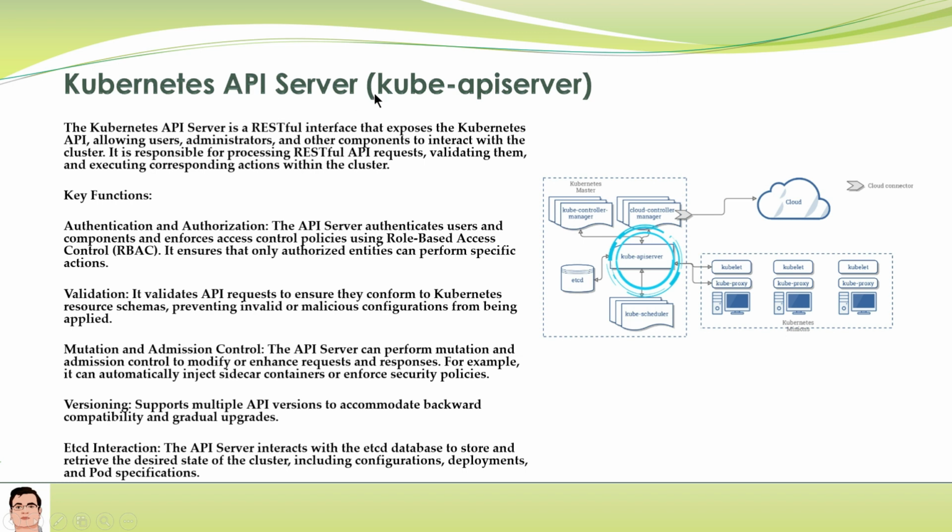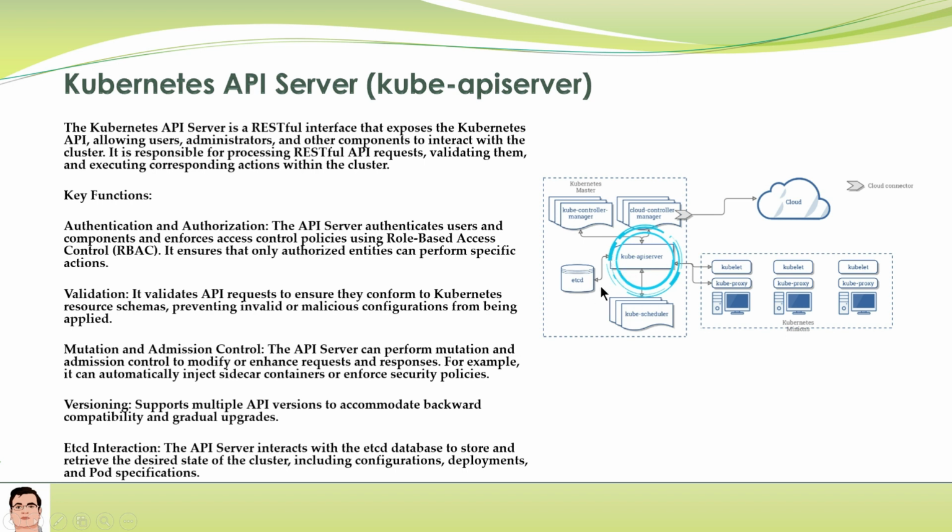Kubernetes API server, it's also known as the Kube API server. So Kube API server is RESTful. We already discussed that it's a RESTful interface that exposes the Kubernetes API. So whenever you use any client for interactions, to get data or to update any images, at that time you are using the API server, and it goes as a REST API request.